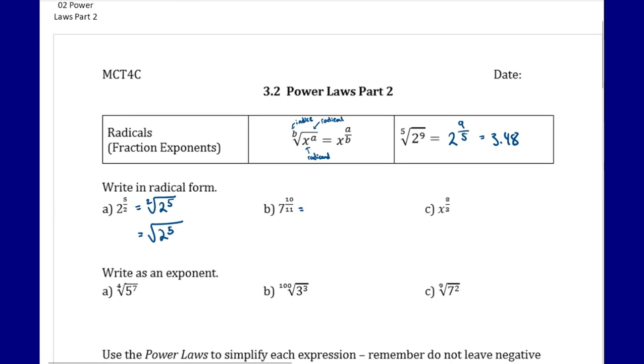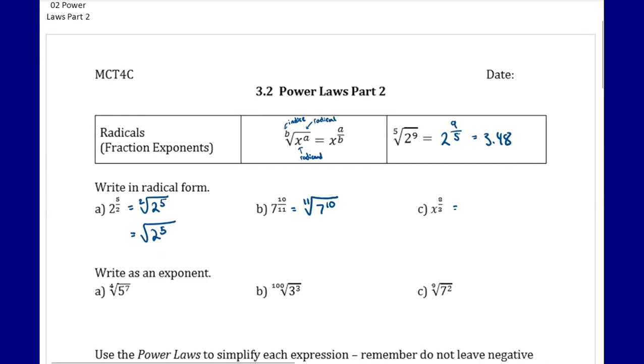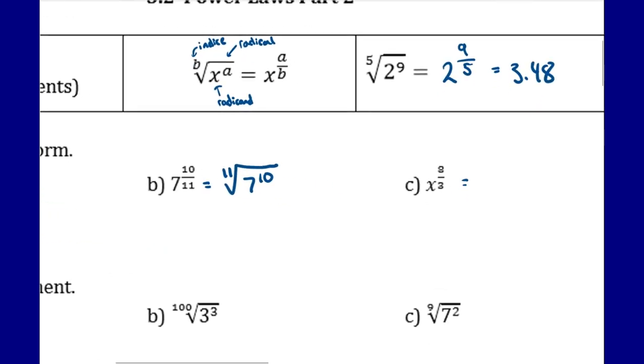Next, 7 to the power of 10 over 11. So 11 becomes our index. We have 7, and then to the power of 10 underneath our radical. Same thing applies even if we have variables. We can't really see this too much, but x to the power of 8 over 3. So 3 goes as the number up front for a cube root. We have x to the power of 8.